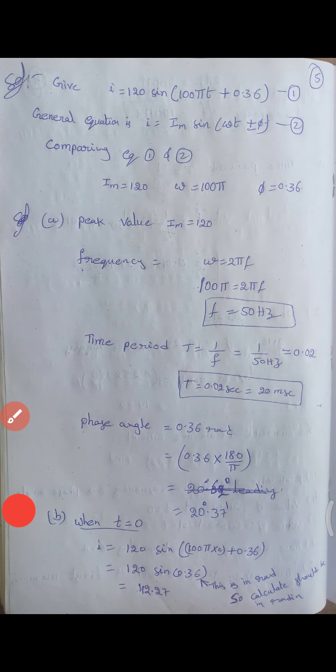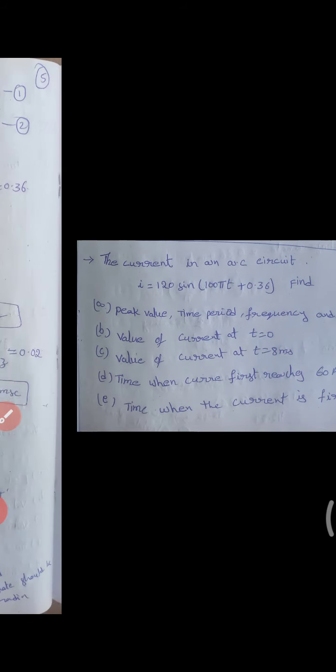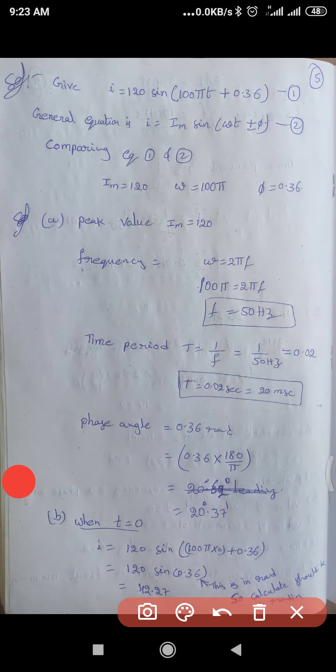So here we have to consider the general equation, which is this one: i = Im sin(omega t ± phi). This is also similar to the voltage equation we already discussed in previous problems. Here Im is nothing but the peak current, omega is nothing but the radians per second, and phi is the phase angle. Okay, now compare these equation 1 and equation 2.